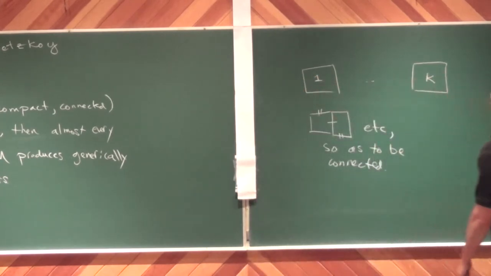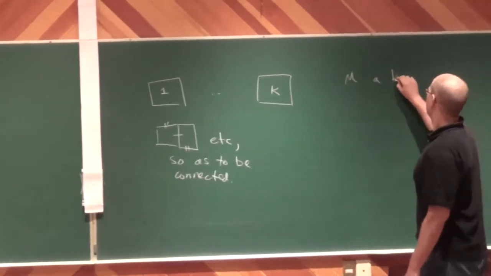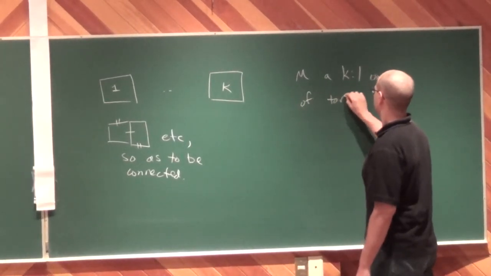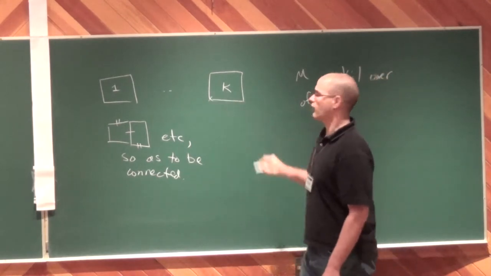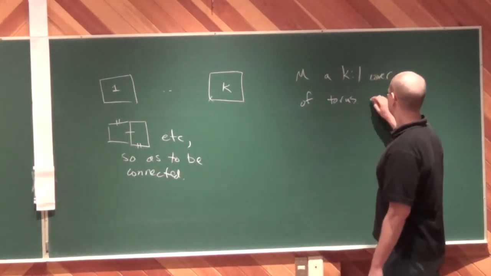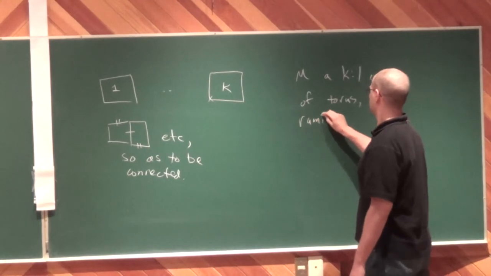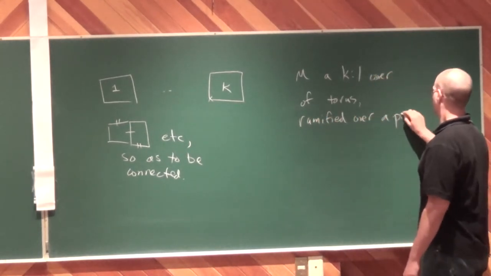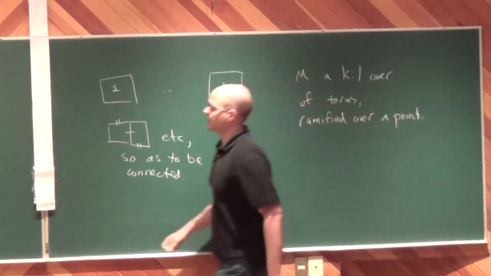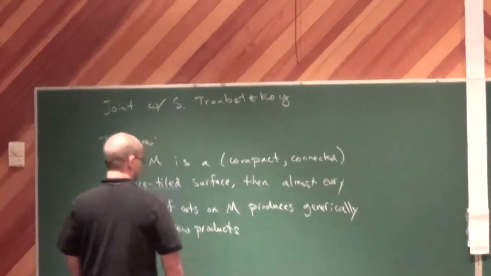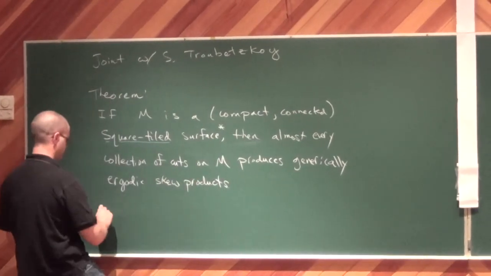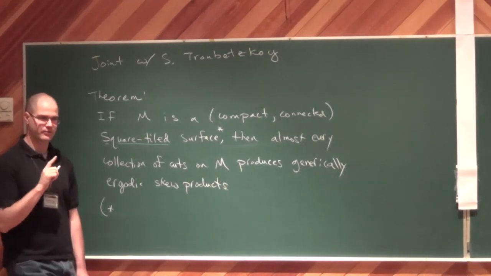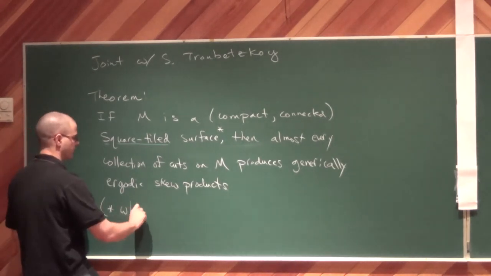Okay. Another way of saying this is that M is a k to 1 cover of the unit torus ramified over a point, because the corner is somehow marked as spin. And I forgot a condition here. So it's not going to be for every square tiled surface. It has to have a certain special property, which admits a single cylinder direction.